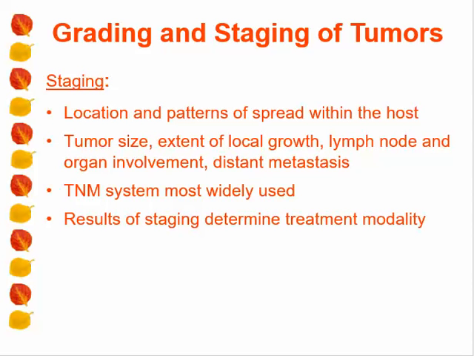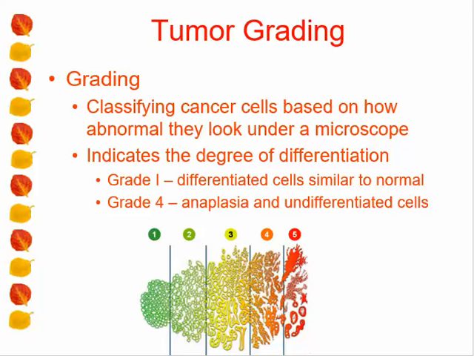To know how far to go with the treatment modality really depends on this staging system. So the grading happens from a biopsy looking at it under the microscope. Grade 1 is normal looking cells. Grade 4 is a fair amount of anaplasia, undifferentiated cells that have lost their typical look.